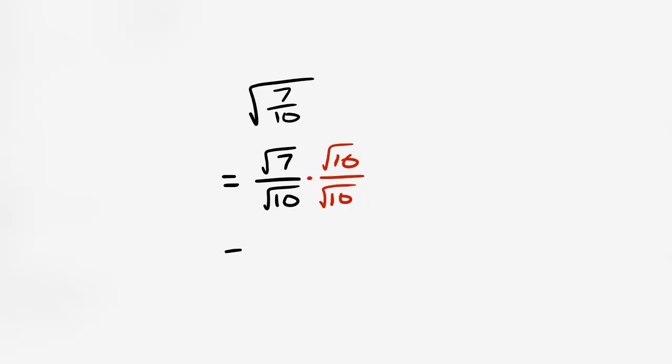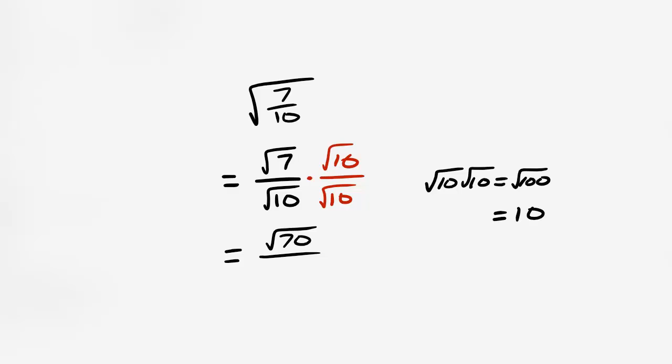What I get now is in the numerator, the square root of 70. That's the result of the square root of 7 times the square root of 10. In the denominator, what I would get is the square root of 100. So let's look at this real fast on the side. Square root of 10 times the square root of 10 equals the square root of 100. But the square root of 100, we know, is just 10.